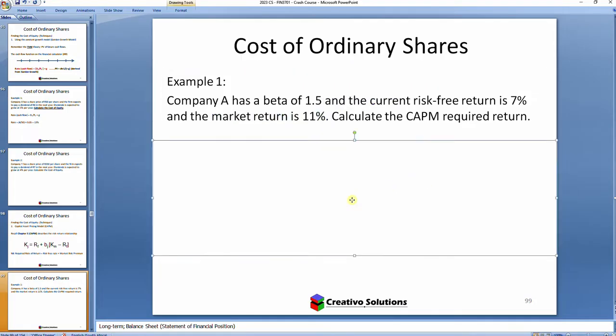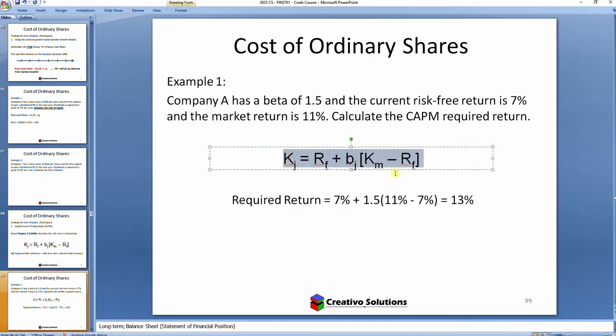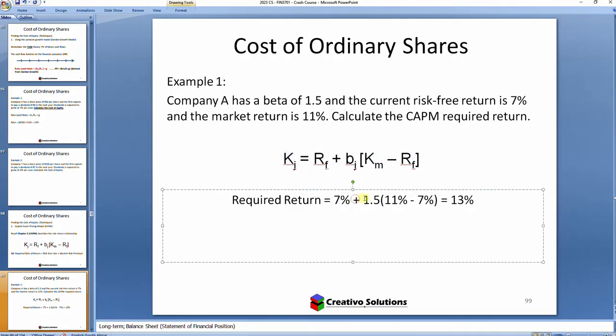Okay, if you had to calculate CAPM, remember that formula, required return: risk-free plus the market premium. The market premium is calculated by using the beta times the difference between your market return and the risk-free. Okay, you get 13% here. All right, so we look at the cost of ordinary shares. Just remember when you're looking at financing, you're looking at different sources of capital. If it's debt, we need to work out the amount, the percentage, the cost. If I'm looking at equity, same thing applies. I need to work out the cost. How much does it cost? Here, based on CAPM, it's costing 13%.